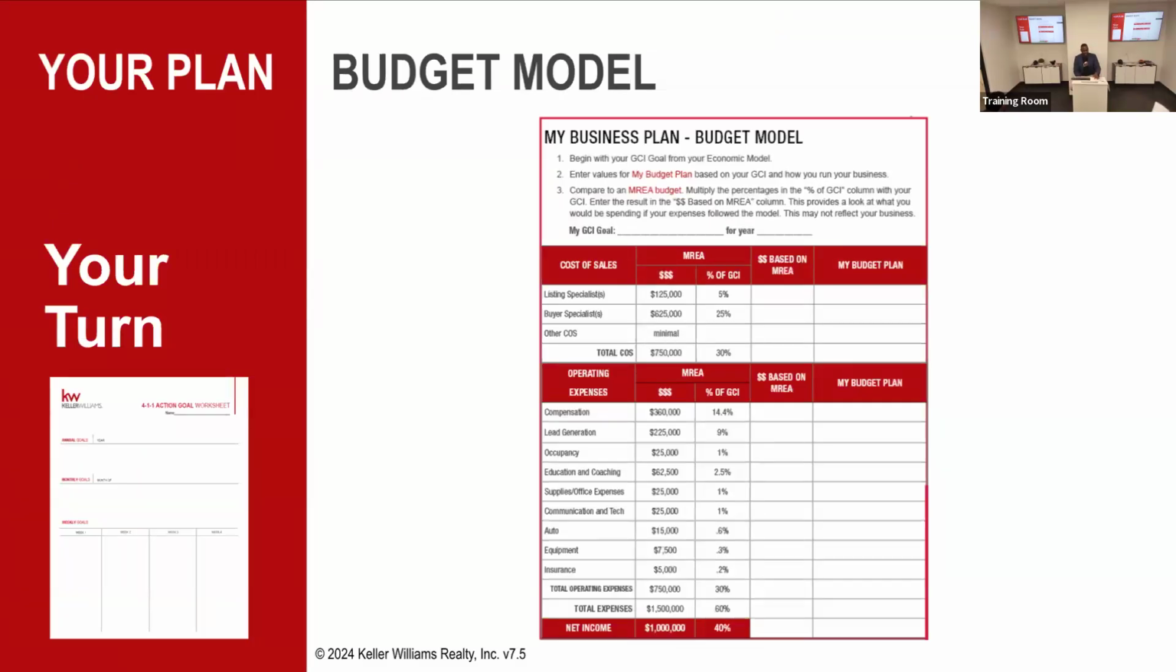All right, our turn. So if we go to page 517, there's our plan. We're going to write in our GCI goal and go down the line. If you don't have listing specialist, buyer specialist, other costs of sale, you skip over that one and go right down into operating expenses.